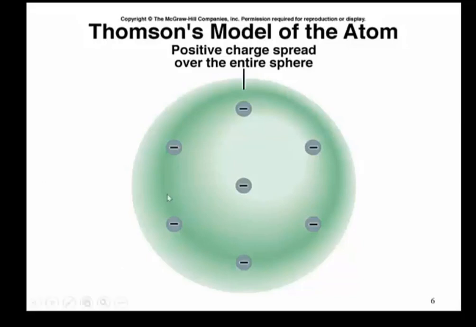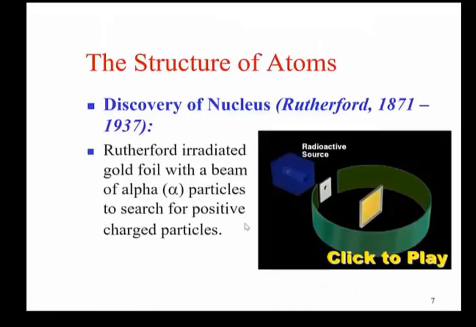So Thompson says, this is what atom looks like. There are negatively charged electrons, and think of a chocolate chip cookie, he says. He says, positive charge is the cookie, negative charges are chocolate chips. And they have equal charges. But this was not accepted by scientists. The concept was not acceptable.